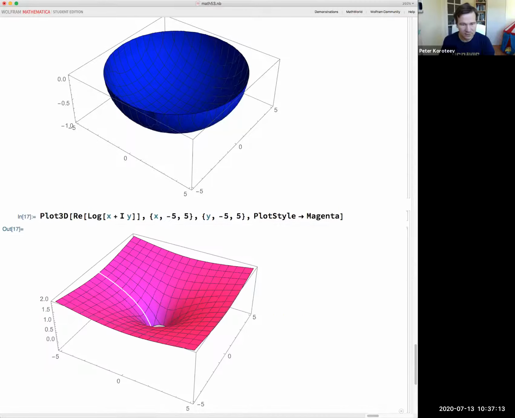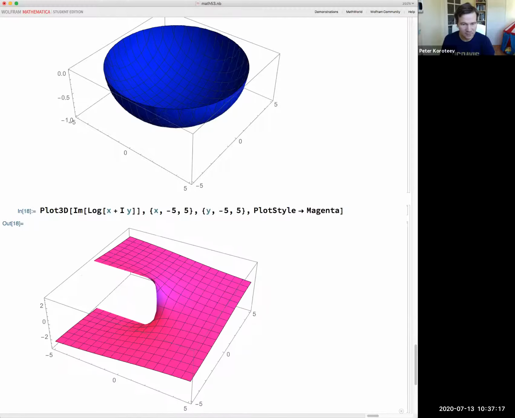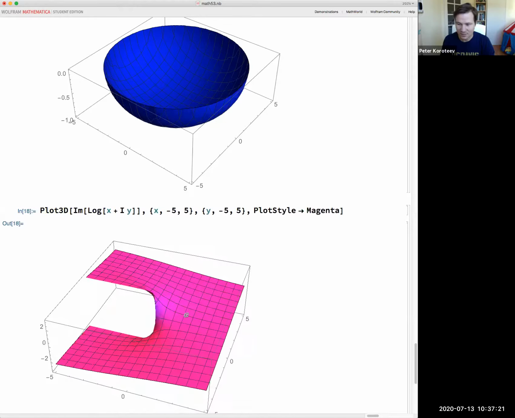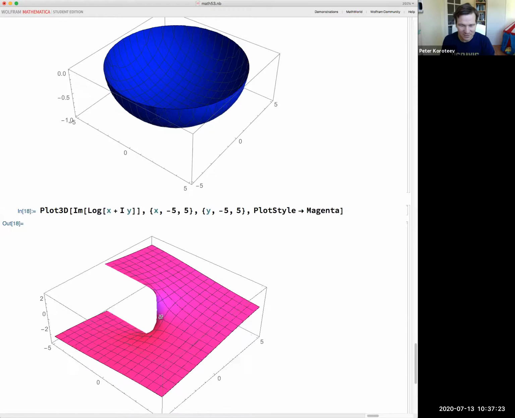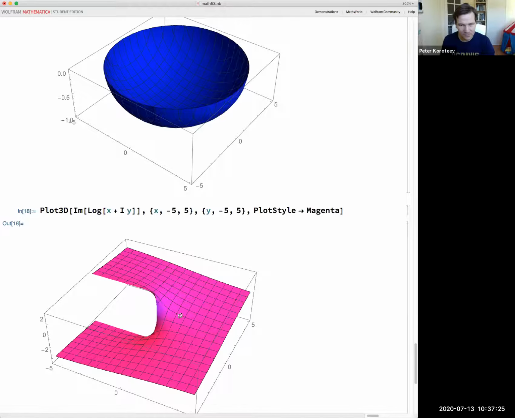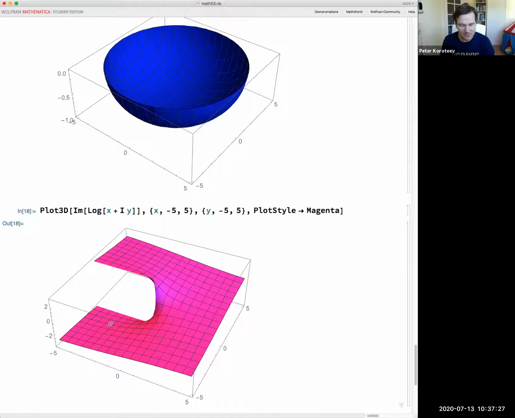If you draw, actually let's do the imaginary part of the log function, you're going to get something that is really trippy, I think. That looks like a step of a staircase, right? So let me first explain what the function is.